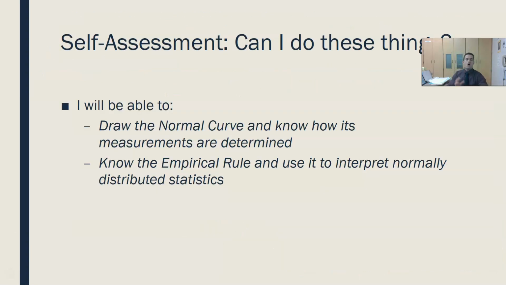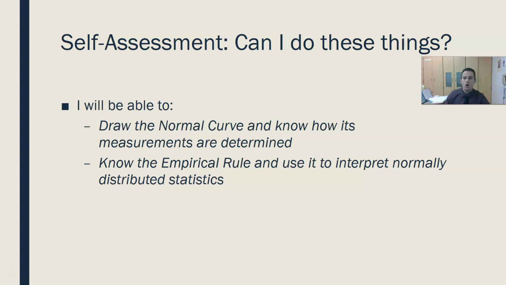So again, I hope that this was helpful. I hope that you are now able to understand these objectives, draw a normal curve, and use properties of the empirical rule in association with the normal curve to approximate different probabilities.